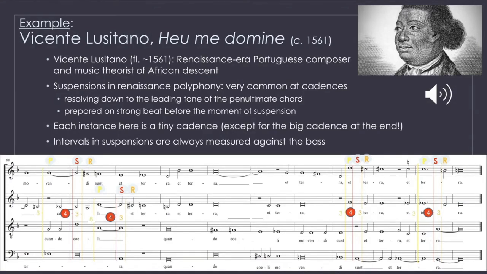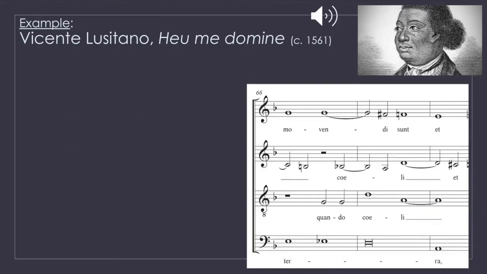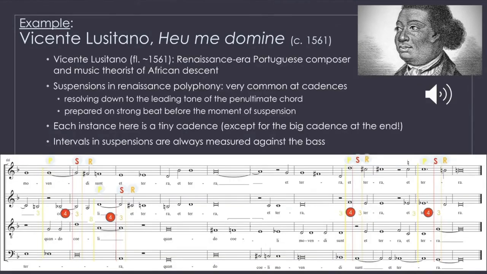We're going to listen one more time, and then we'll look in more detail. Oops, I thought we were going to listen one more time. Let's try.